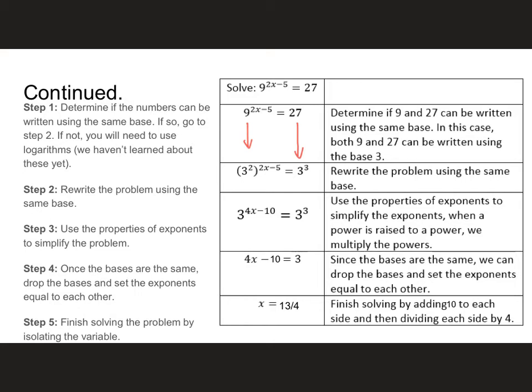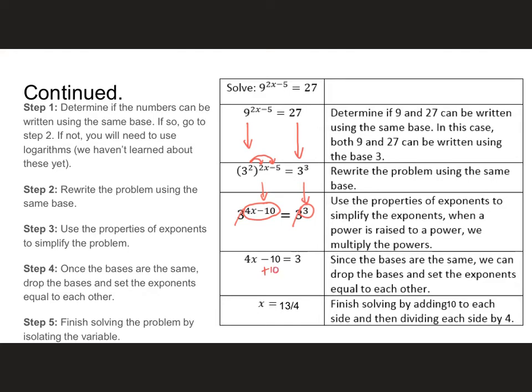So now both bases on each side of the equation are 3, and I can use my rules of exponents to help simplify this. So 3 squared raised to the 2x minus 5, I need to multiply those exponents since it was a power raised to a power. So now I have 3 to the 4x minus 10 equals 3 cubed. And since both bases are 3, we can drop those bases and set those exponents equal to each other. And we get 4x minus 10 equals 3.